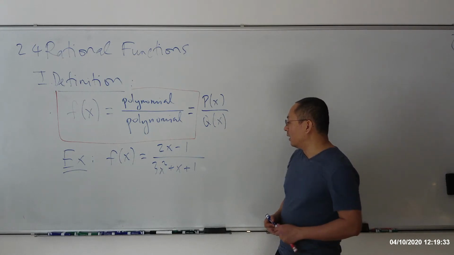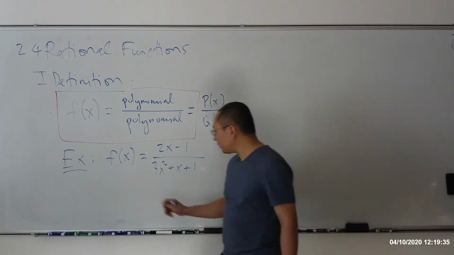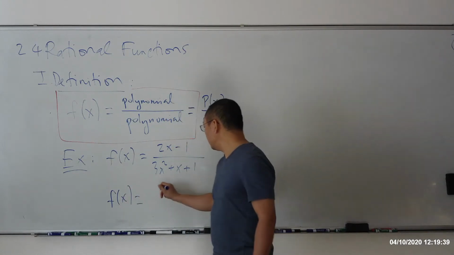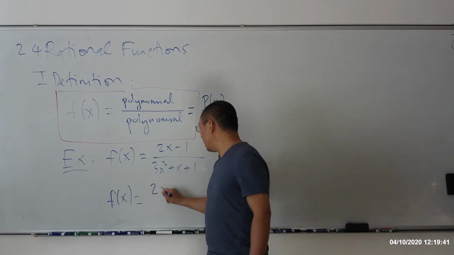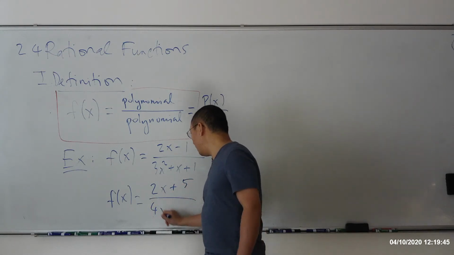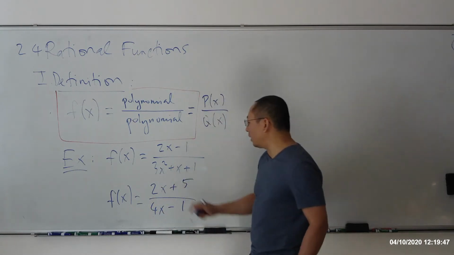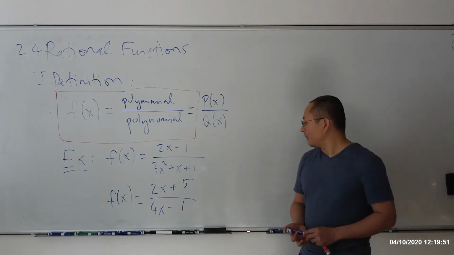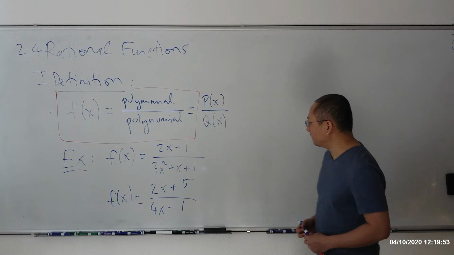Okay? Otherwise, it is improper. So say this one, f of x equal to 2x plus 5 over 4x minus 1. This is degree 1 over degree 1. This is an improper fraction. Okay?